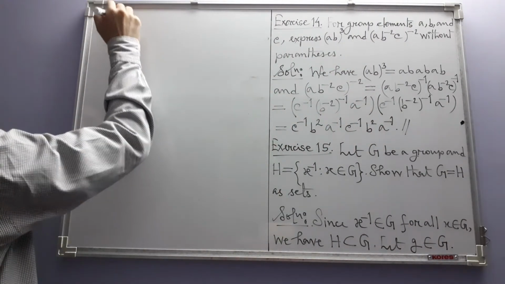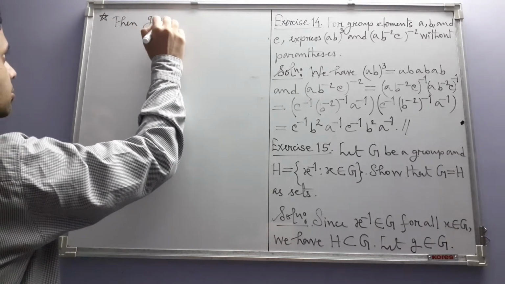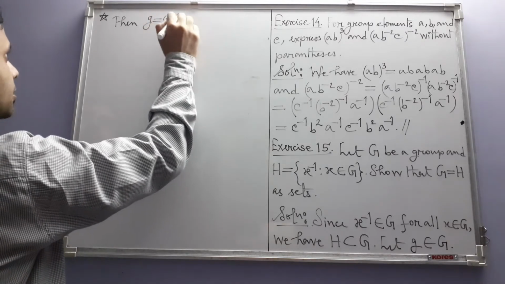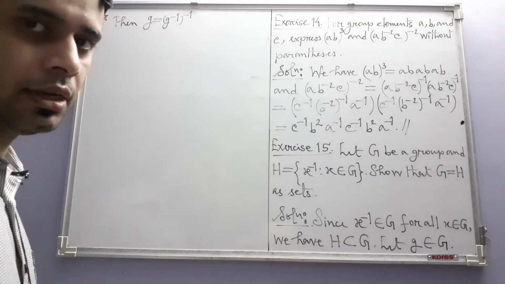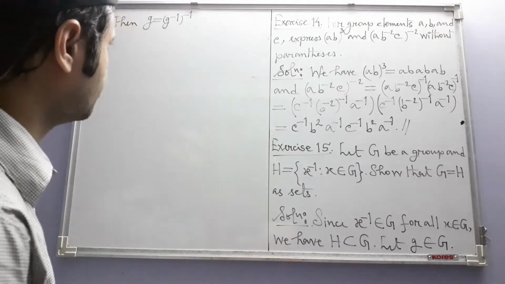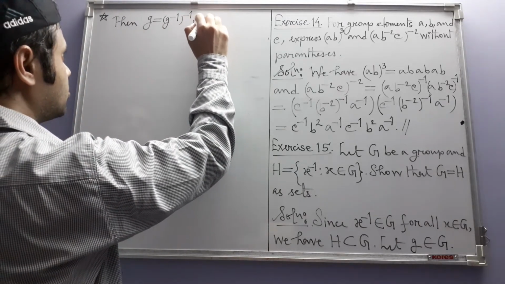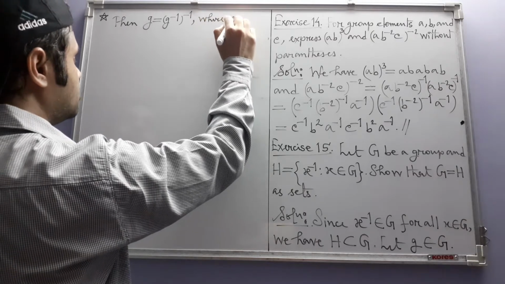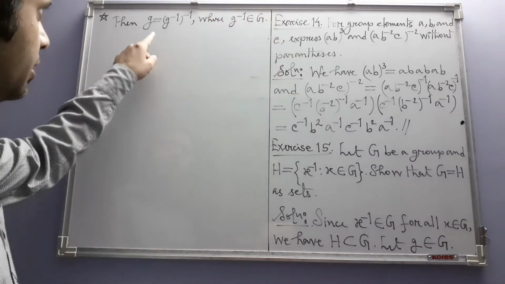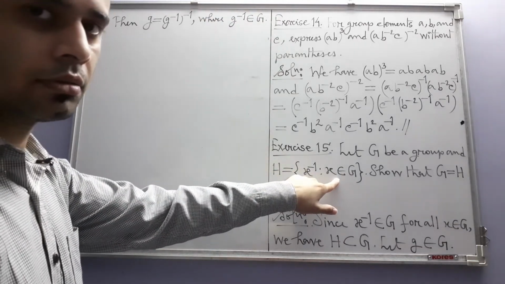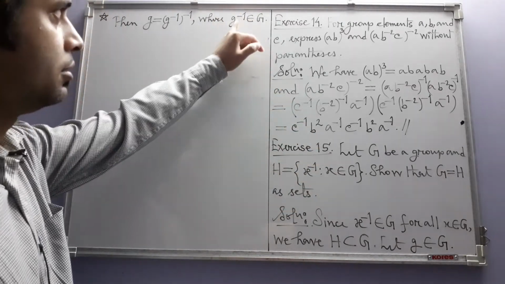Then G is equal to, this is one of the elementary properties of a group. The inverse of any element in a group is the element itself. So that is equal to G, where of course G inverse belongs to G. Now G has the required form to be in H, because it's the inverse of this element in G.